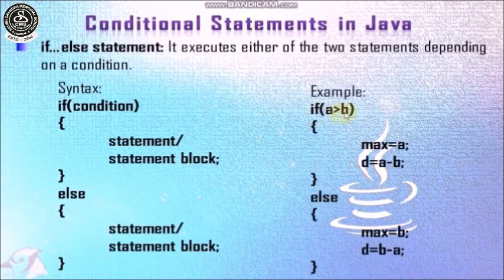Example: if a greater than b, max equal to a, d equal to a minus b. This is the first block. If the condition is true, then it is executed. Otherwise, max equal to b, d equal to b minus a. So these are the sample programs.